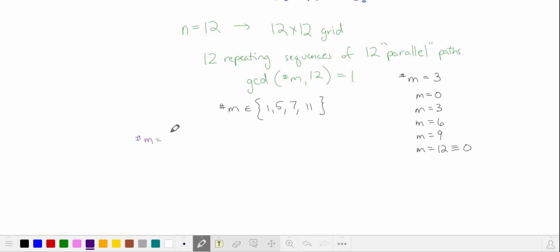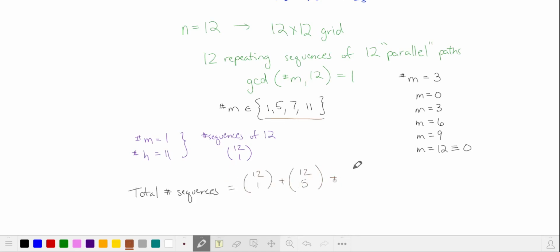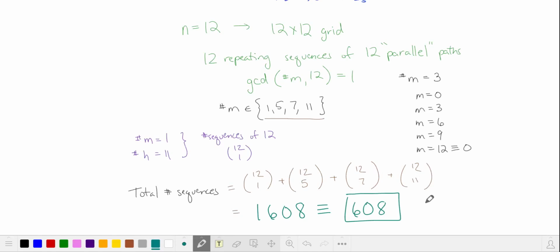For example, if the number of minute hand movements is 1, the number of hour hand movements is 11. The number of sequences of 12 that contain 1 minute hand movement and 11 hour hand movements is 12 choose 1. So the total number of sequences for all of these values of m is 12 choose 1, 12 choose 5, 12 choose 7, and 12 choose 11. In Mod 1000, this is 608.